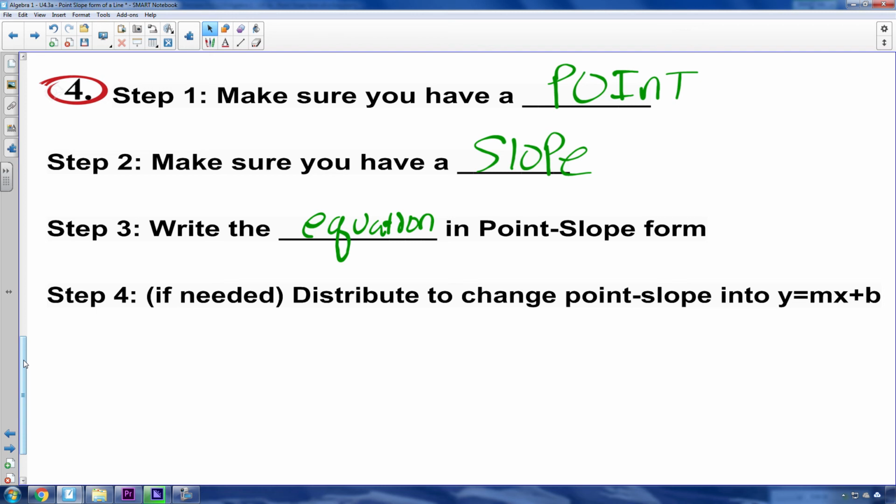That's pretty much it. Sometimes we will distribute and change it into y equals mx plus b. It's not necessary, but we can do that if we want. We can graph it right in point-slope form right away if we want, or we can change it over.